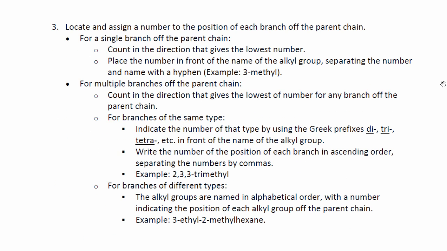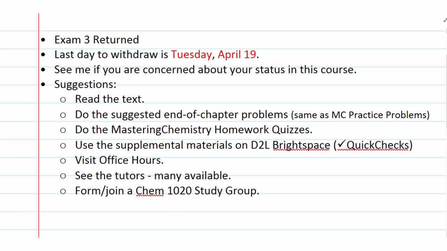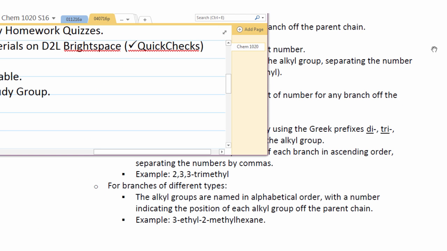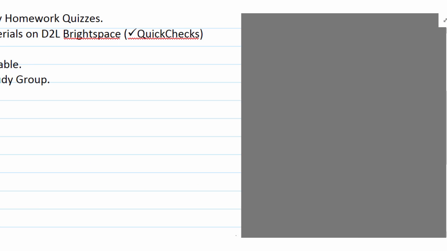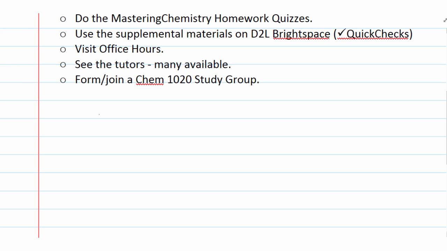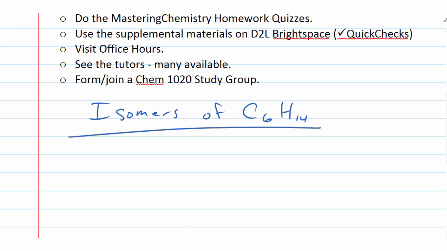So what we're going to look at first is the isomers of C6H14 that you built, and we're going to talk about how to name them using this sheet of rules that we just had. So again, isomers of C6H14. I'm going to start by picking this first one up right here and having you look at this.